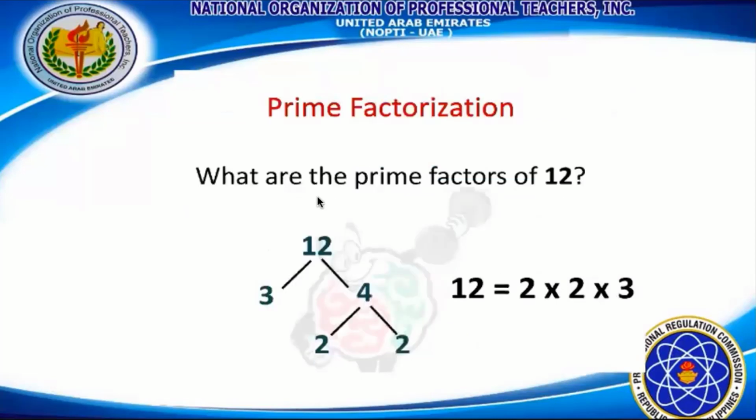So, let's say, for example, what are the prime factors of 12? So, kumbaga, ito yung utay-utayin mo siya. So, for example, 12 can be 3 times 4. Tapos si 4, 2 times 2. Okay? Therefore, ang mga prime factors ng 12 ay 2 times 2 times 3. Those are the prime factors of 12. Okay? Nagets?